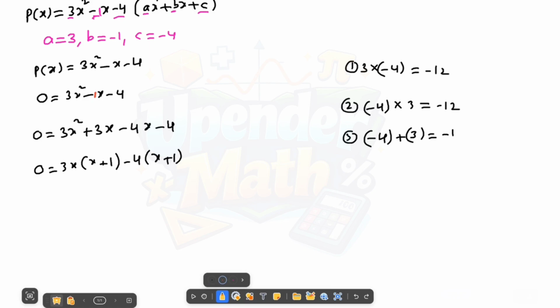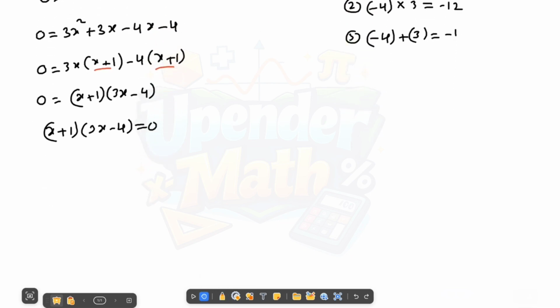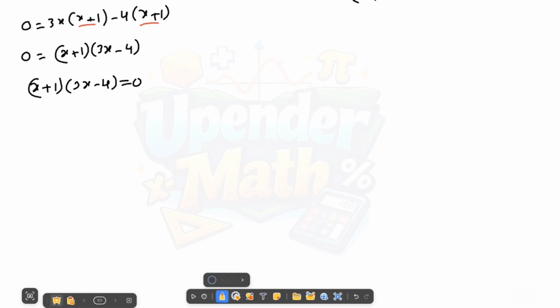Again take (x + 1) common. So this is equal to (x + 1) times, if you take (x + 1) common from the first term, we will have 3x. From the second term, we will have -4. So (x + 1)(3x - 4) = 0. We have to make these two equal to 0. So x + 1 = 0 or 3x - 4 = 0.